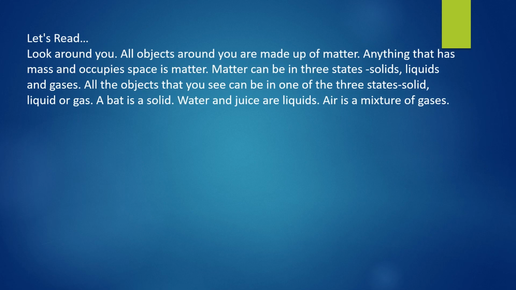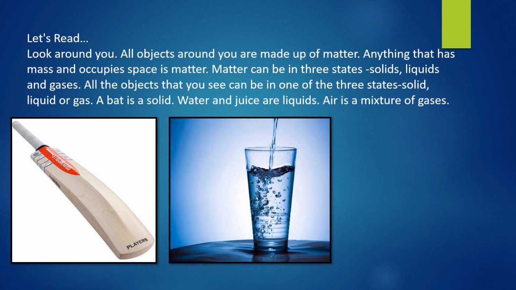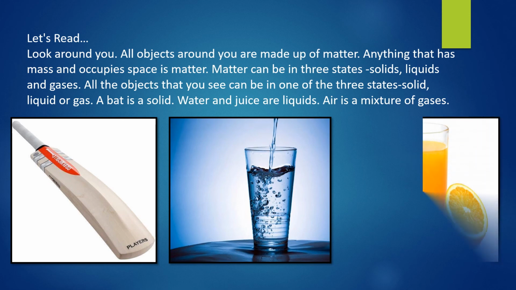Look around you. All objects around you are made up of matter. Anything that has mass and occupies space is matter. It can be in three states: solid, liquid, and gas. All the objects that you see can be one of the three states: solid, liquid, or gas. A bed is a solid. Water and juice are liquids. Air is a mixture of gases.